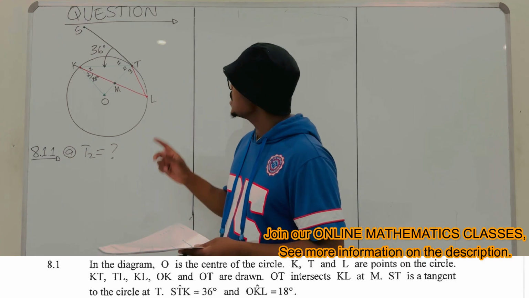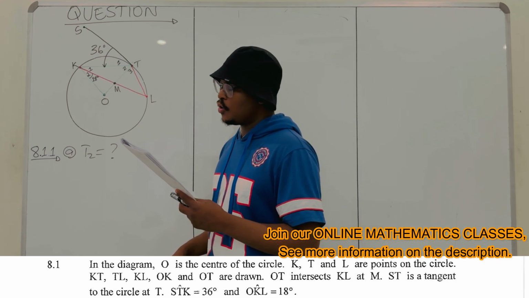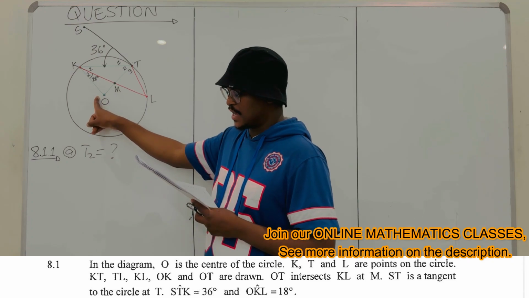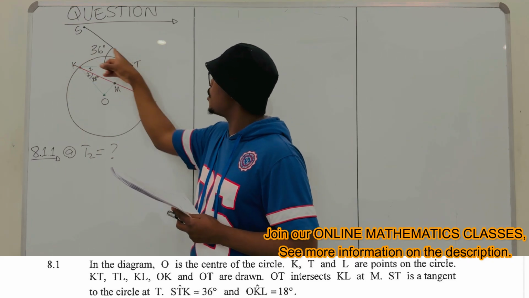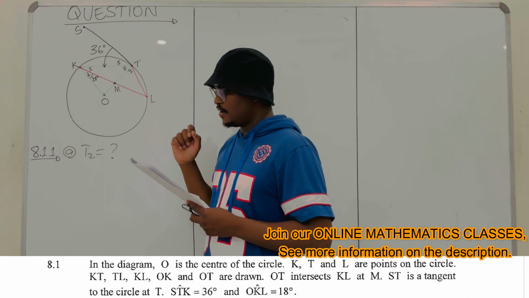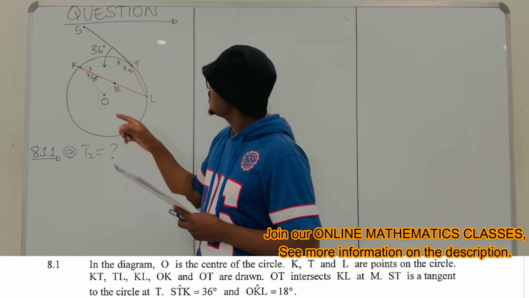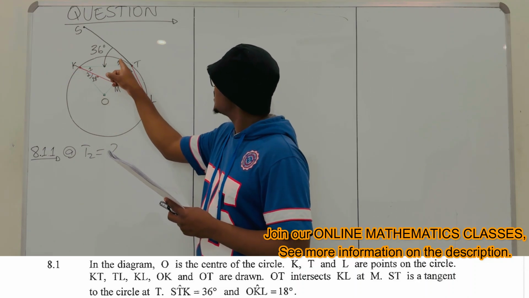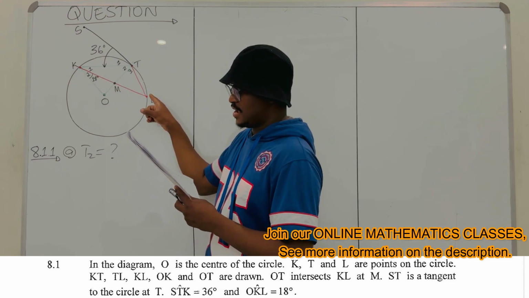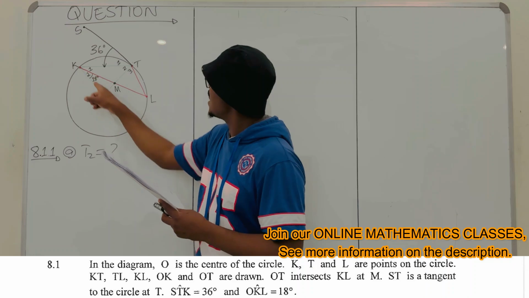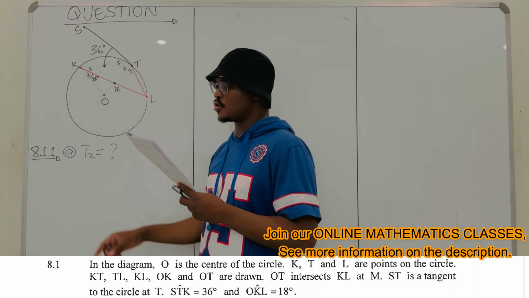So this is the diagram here. They are saying O, which is O over here, is the center of the circle. They are saying K, T, and L are points on the circumference of the circle. Fine. They went on to say that KT, TL, KL, OK, and OT are drawn. So just these lines are drawn there.